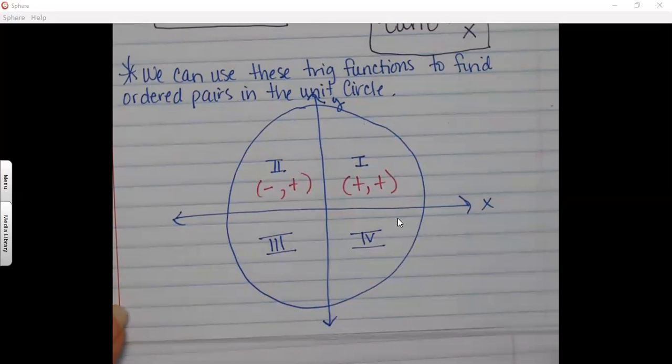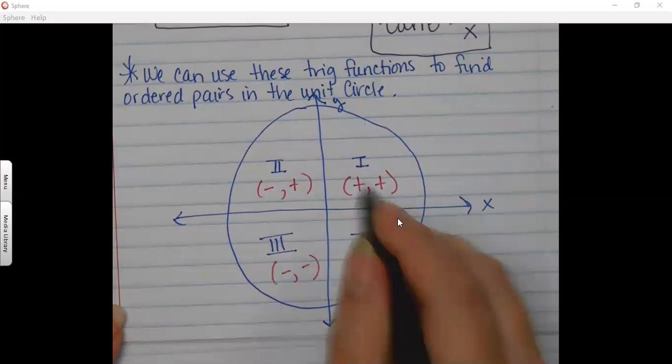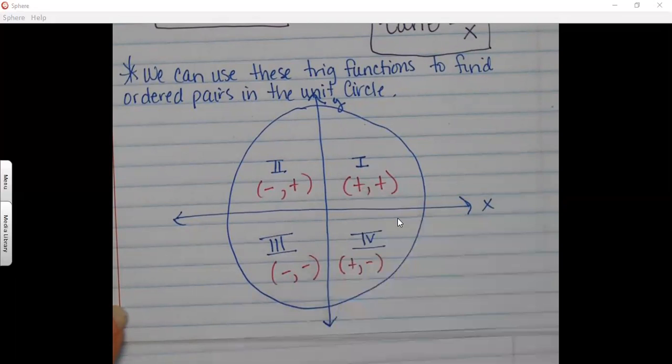Next class, we'll do Intro to the Unit Circle Part 2, and we'll actually start finding some ordered pairs, okay? We had to get all that down before we could do that.